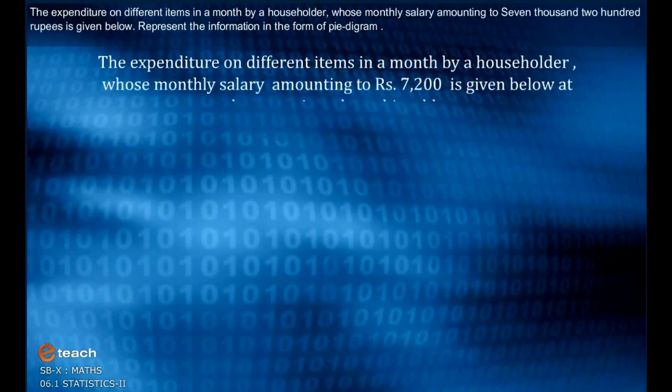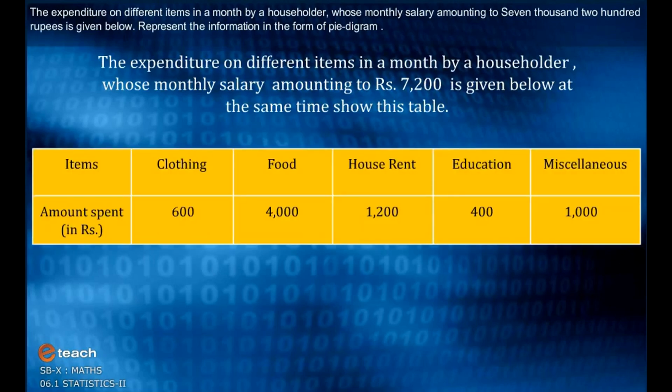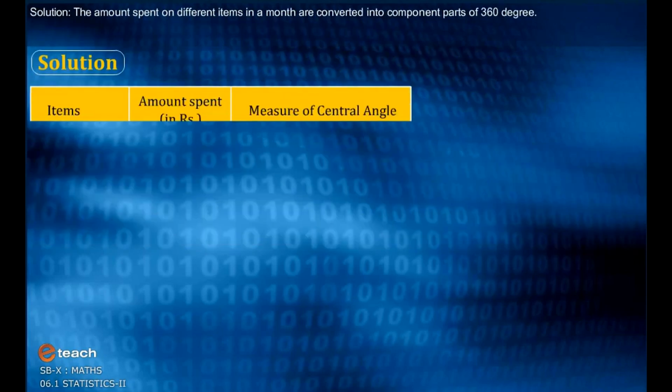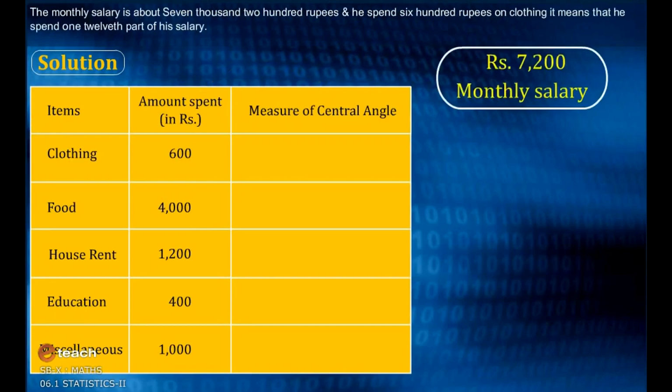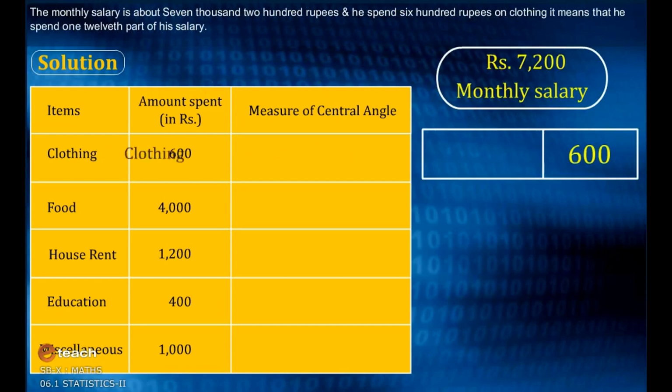The expenditure on different items in a month by a householder whose monthly salary amounts to 7,200 rupees is given below. Represent the information in the form of a pie diagram. Solution: the amounts spent on different items in a month are converted into component parts of 360 degrees. The monthly salary is 7,200 rupees and he spent 600 rupees on clothing. It means that he spent 1/12th part of his salary.